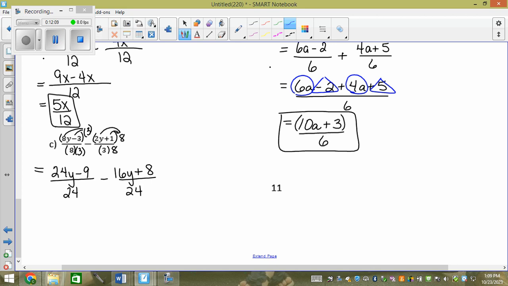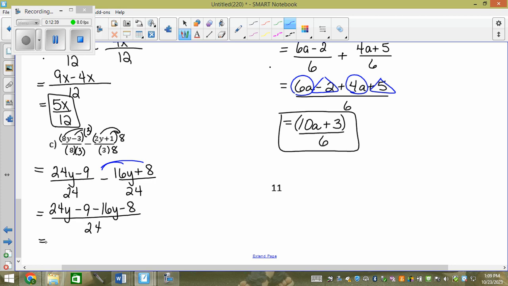So once I get my common denominator, then I can write it all over 1, right? That's the point of getting the common denominator, not now writing it over 48. Because what was the point of getting a common denominator if you don't use it, right? So we're going to get 24 in the denominator, and in the top we get 24y minus 9, and then I have to subtract all the terms behind the subtraction sign. So I'm going to subtract 16y, and then I'm going to subtract a positive 8.